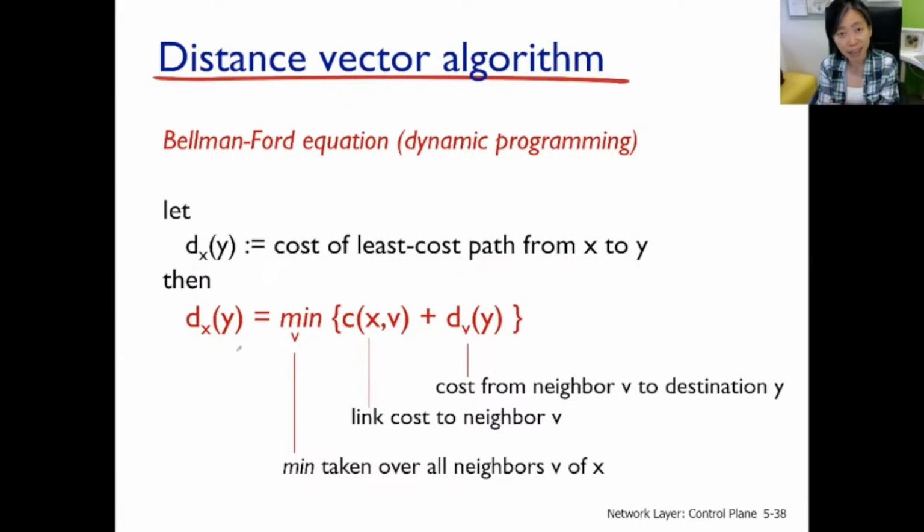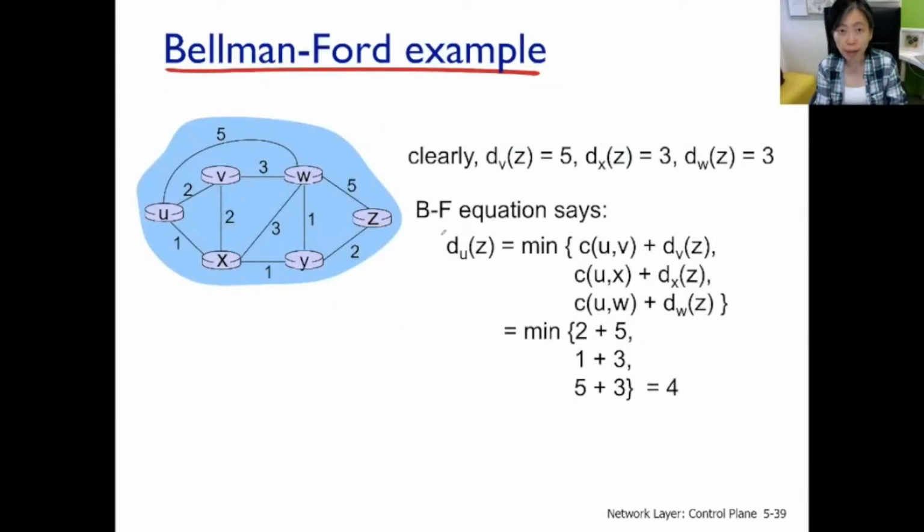So by doing this calculation here, we discover the shortest path. We discover the minimum cost. And this equation is better known as the Bellman-Ford equation, because this algorithm implemented in distance vector routing was devised by these two great guys. Let's try to exercise the Bellman-Ford equation using an example. Let's calculate the shortest path from U to Z, right?